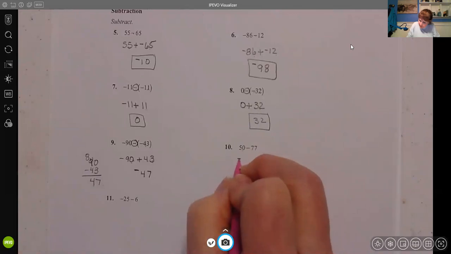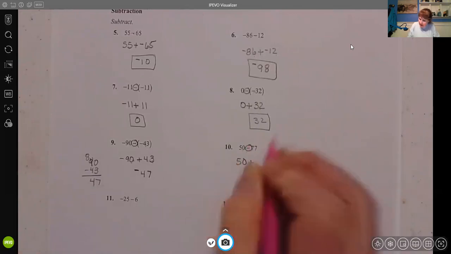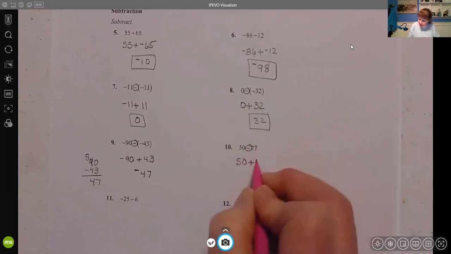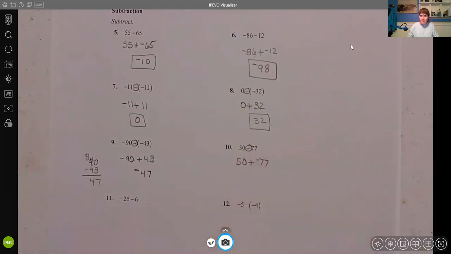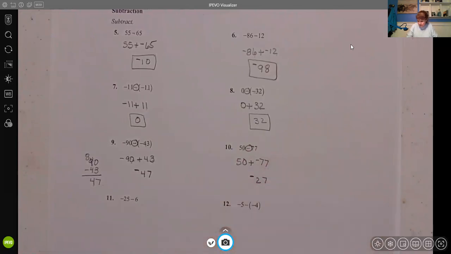You leave the first one alone. You change that to a plus, and the 77 becomes a negative 77. So that means you've got 50 positives and 77 negatives. 50 of those will cancel 50 of those, and you're going to end up with 27 negatives left over. Yeah, that'll work. Okay. Let's go ahead and finish this.